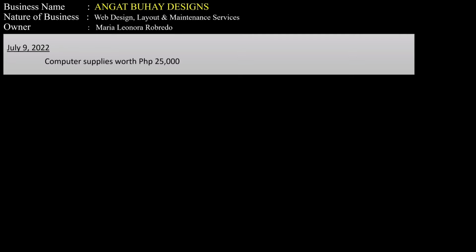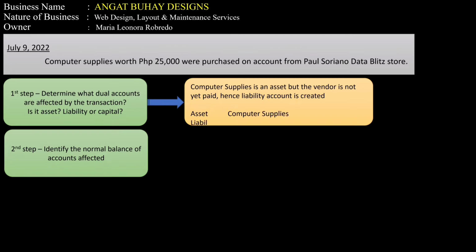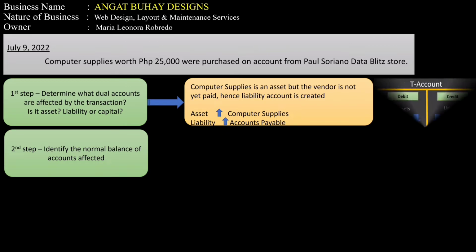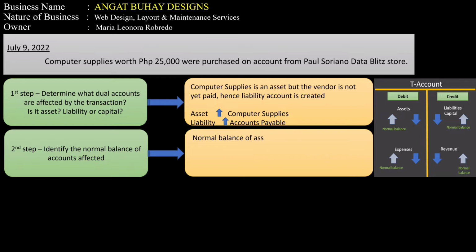Next transaction. July 9, computer supplies worth 25,000 pesos were purchased on account. Purchased on account meaning no payment. If there's no payment, there is a liability. Again, what is the normal balance of liability? Liability's normal balance is credit. That's why you will credit accounts payable worth 25,000 pesos.